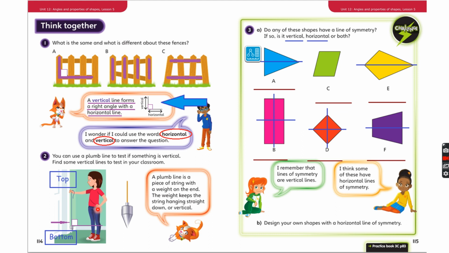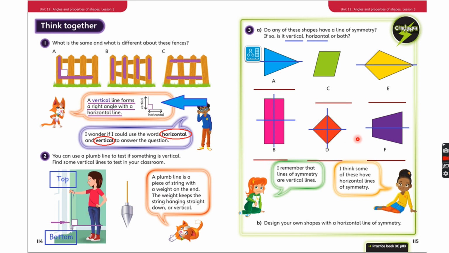Okay, the girl here, she's using a string with a weight. This string will help her to measure the vertical lines. If I draw here another horizontal line, I can create a right angle with her vertical line. So this string is a way to measure all the lines that are vertical. So she uses it now to measure the line of the door. It is a vertical line.